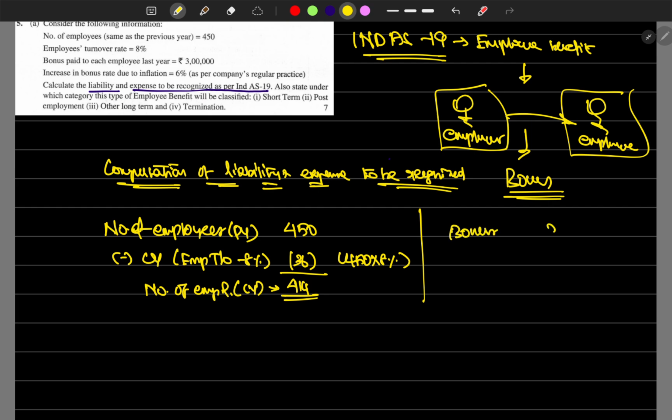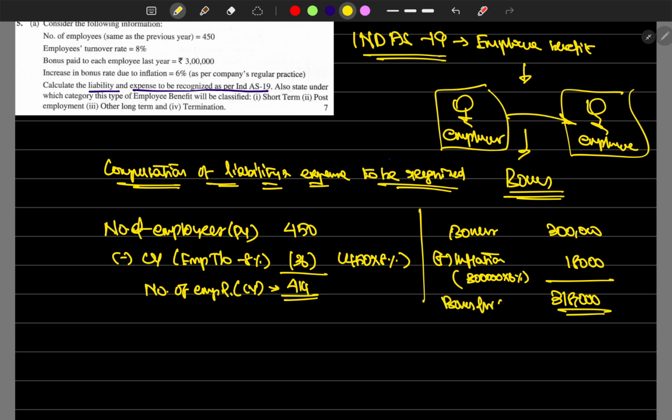What would be the bonus we are paying, and what's the inflation rate? The bonus we paid is 3 lakhs, plus an inflation of 6%. 3 lakh into 6% is 18,000. So we are paying 3,18,000 as the bonus for the current year. So we found the number of employees and the bonus for the current year.